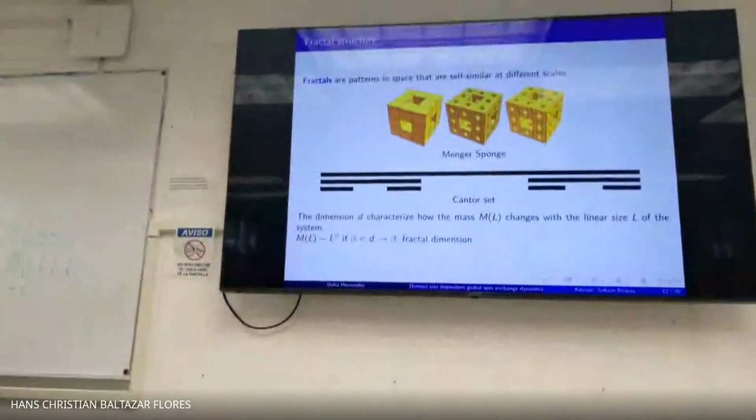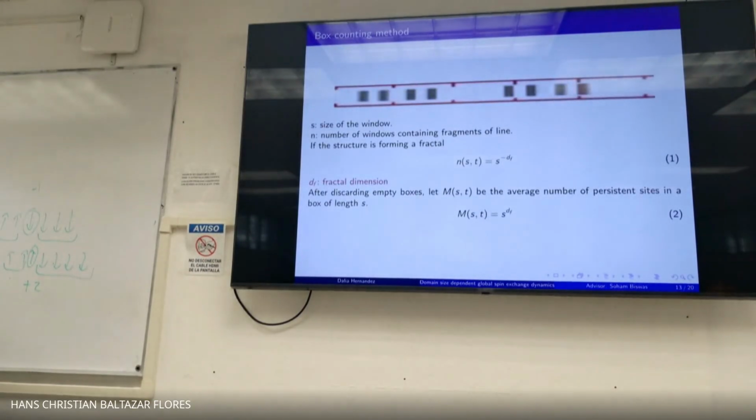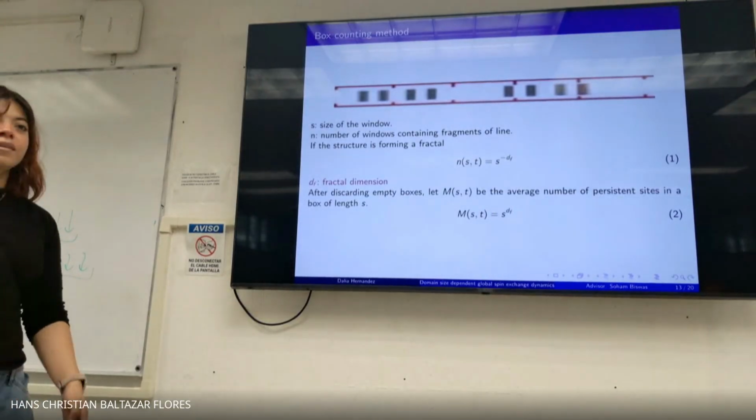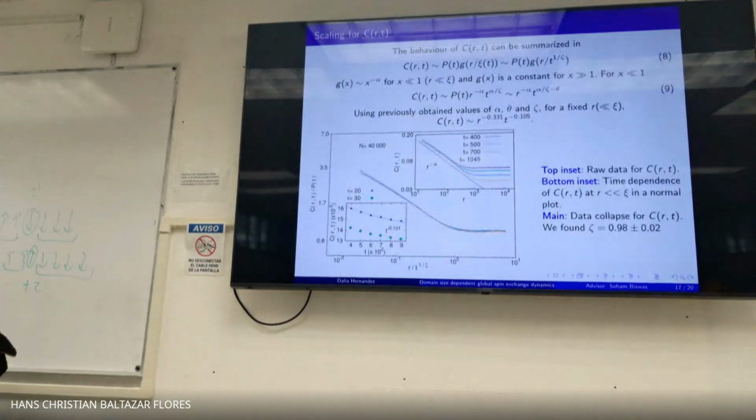I'm sorry, if we want to keep the schedule, then we should in fact stop here. Sure. And continue with the other one. So we measured the box counting. How much time would you need? Because time is running out.